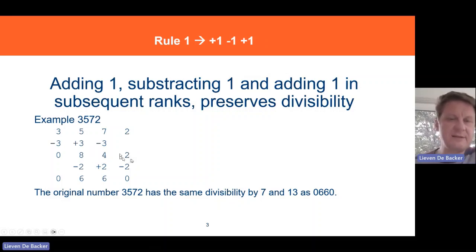So again, here the limiting digit is the 2. So I can subtract 2, add 2, subtract 2. So 8 minus 2 is 6, 4 plus 2 is also 6, and 2 minus 2 is 0. So this digit also disappears. I end with the number 66, and as we know, this one is not divisible by 7 or 13, so the original number is not divisible by 7 or 13. By the way, for a random number, we have about a 20% chance to find a divisibility.